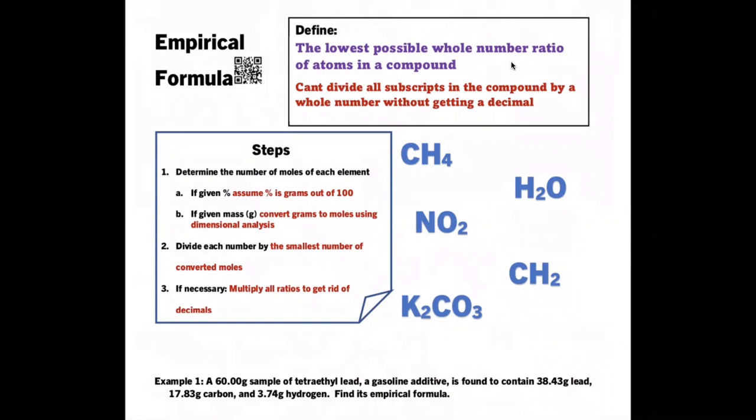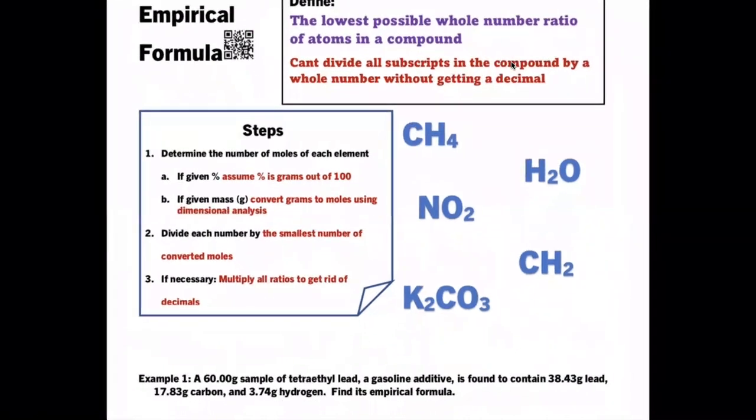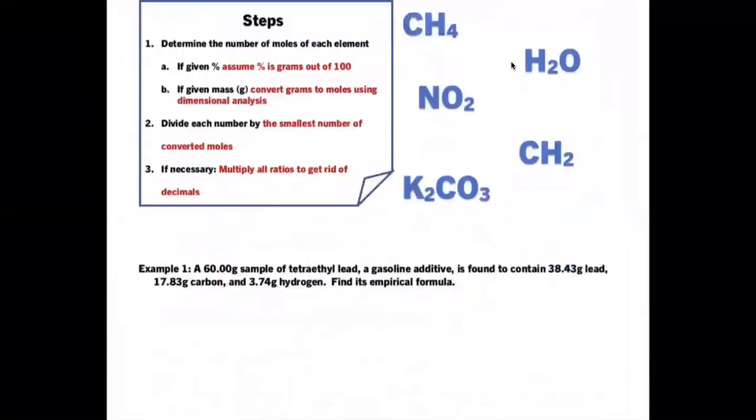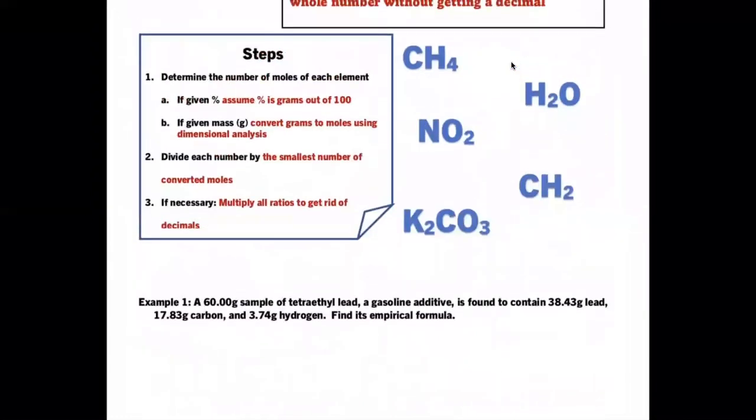So if you look at all of these examples here, you'll see that all of these examples listed have a subscript of 1, which means I can't divide both numbers and not get a decimal because 1 is the lowest whole number I can have. Another example of this, though, would be something like C4H9. That number cannot be divided by the same number for both and not end up with a decimal. You can divide 4 by 2, but if you try to divide 9 by 2, you get a decimal point. You can divide 9 by 3, but if you try to divide 4 by 3, you end up with a decimal point. So that would make it an empirical formula.